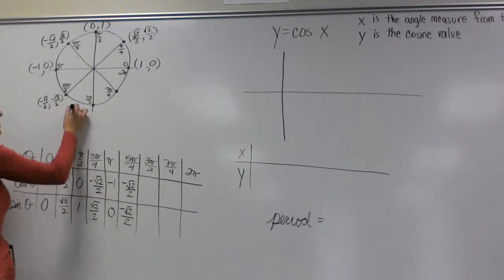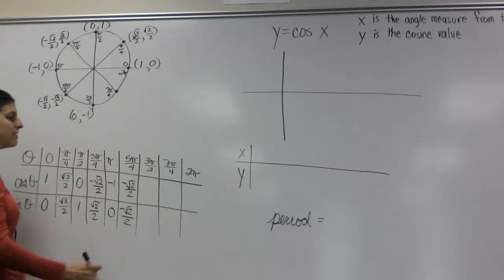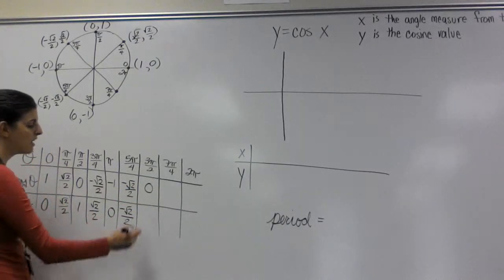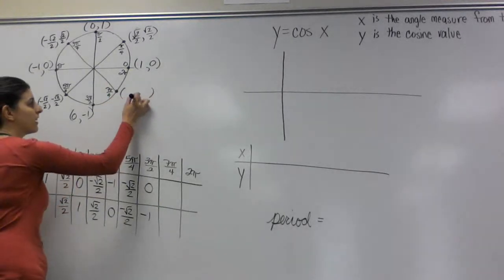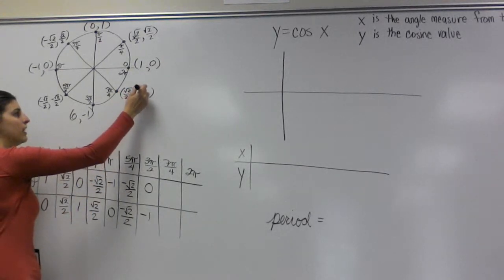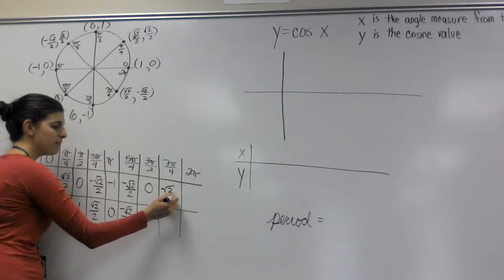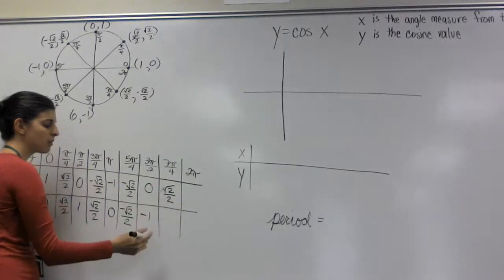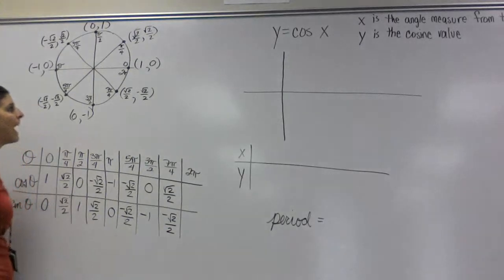3 pi over 2 gives me an ordered pair of what? 0, negative 1. Which tells me my cosine value at 3 pi over 2 is 0. My sine value at 3 pi over 2 is negative 1. 7 pi over 4 gives me an ordered pair of? Square root of 2 over 2, negative square root of 2 over 2. Good. So therefore my cosine value is positive square root of 2 over 2. My sine value is negative square root of 2 over 2. At 2 pi, I'm back to the ordered pair of 1, 0.